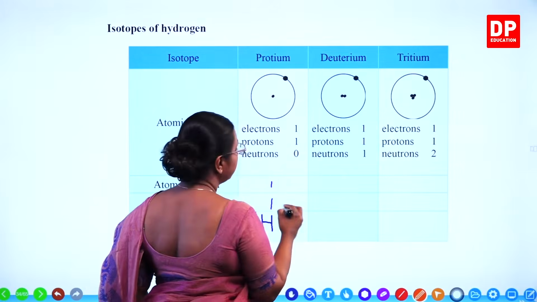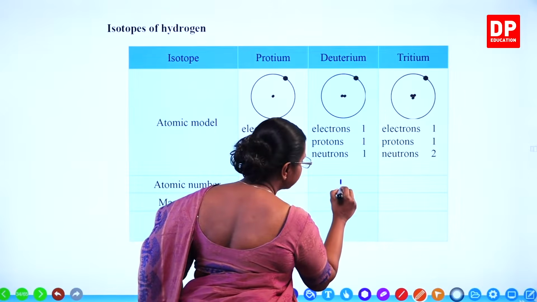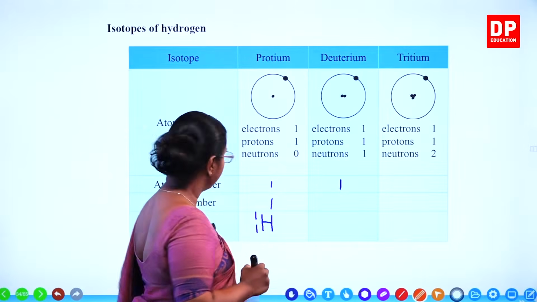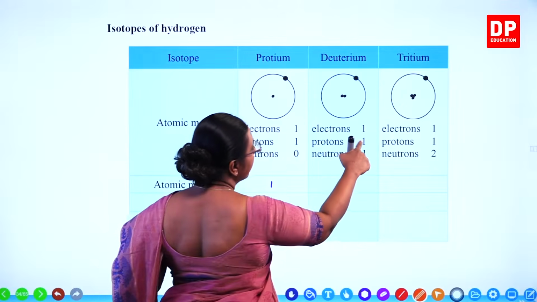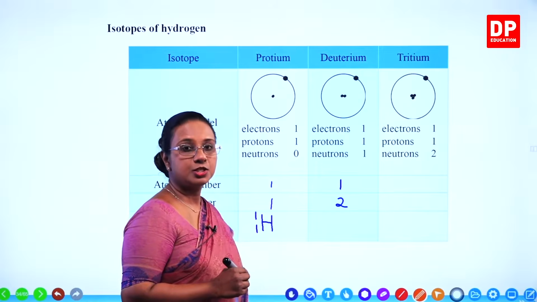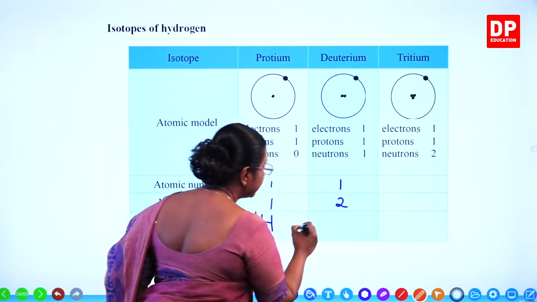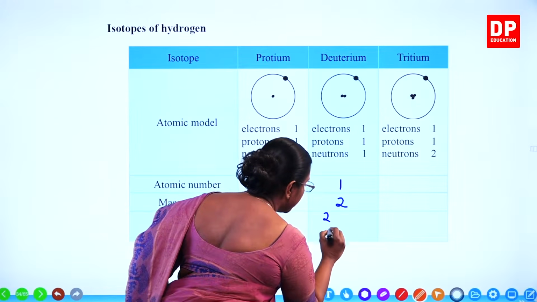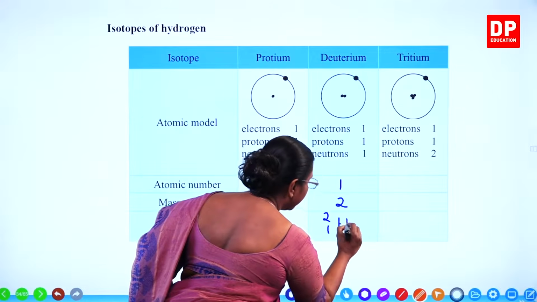From that, if we find the atomic number, it's the same, 1, but mass number, 1 proton, 1 neutron. So mass number is 2. And the standard representation is 2, 1 hydrogen.